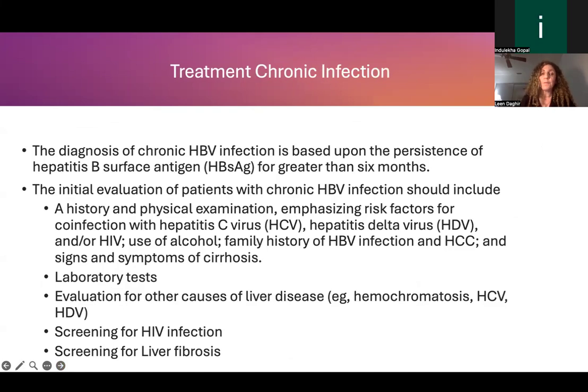Treatment for chronic infection. The diagnosis of chronic hepatitis B infection is based upon the persistence of hepatitis B surface antigen for greater than 6 months. The initial evaluation of patients with chronic hepatitis B infection should include a history and physical examination emphasizing risk factors for co-infection with hepatitis C virus, hepatitis delta virus, and/or HIV.